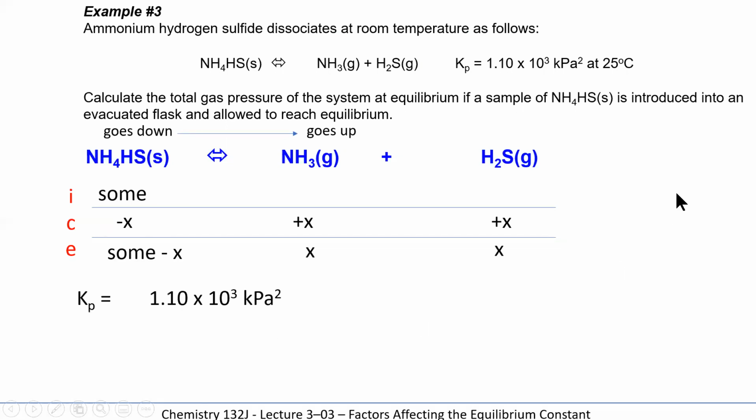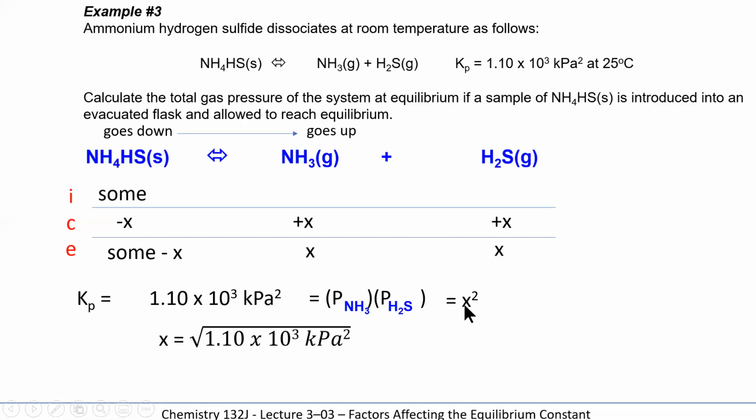And now Kp is going to equal, we're told it was equal to 1.1 times 10 to the power 3 kilopascals squared. That's going to equal the pressure of ammonia times the pressure of H2S, which of course equals x squared. Well, we're given the value of Kp. We know it's equal to x squared. Well, we can solve for x. How do we do it? We take the square root of 1.10 times 10 to the power 3 kilopascals squared. We get a value of 33.2 kilopascals for x.